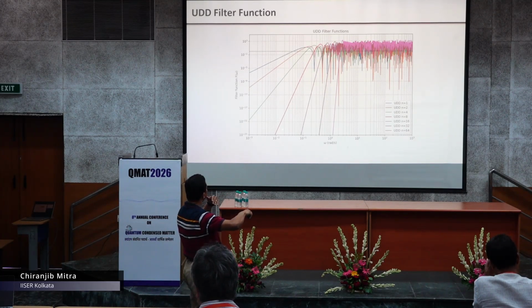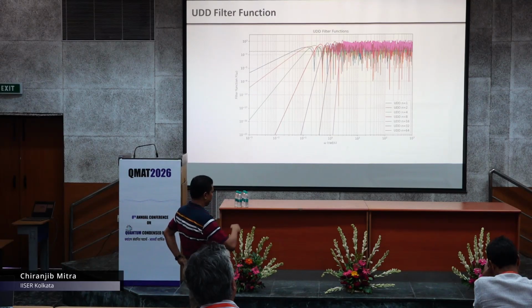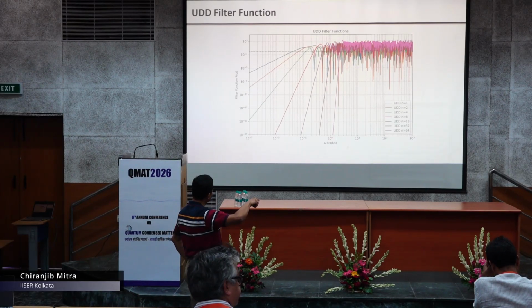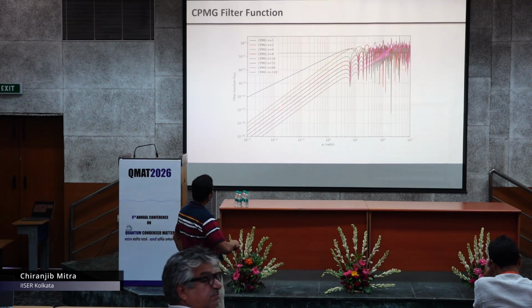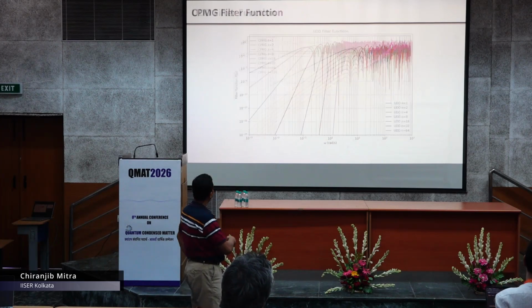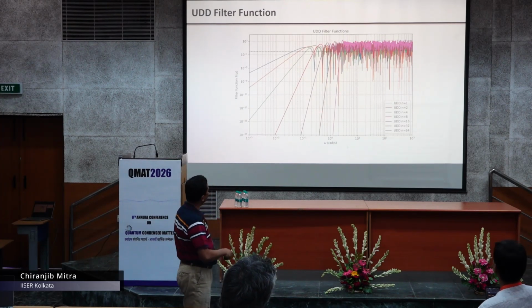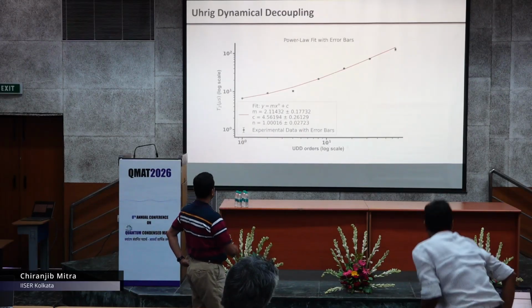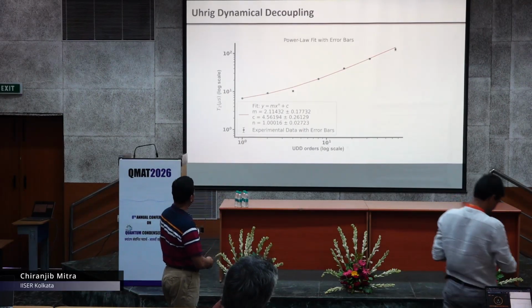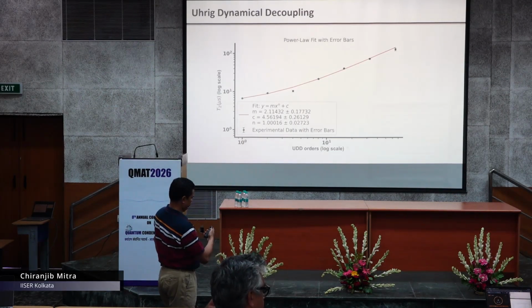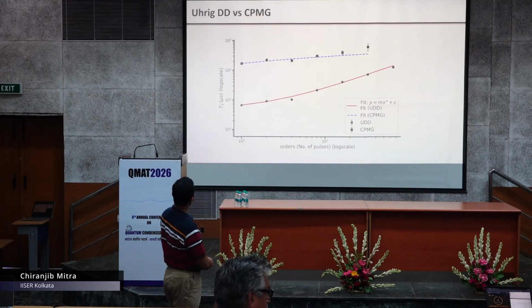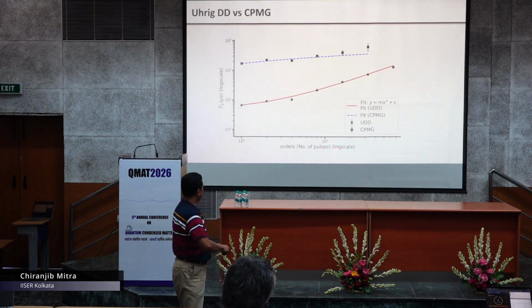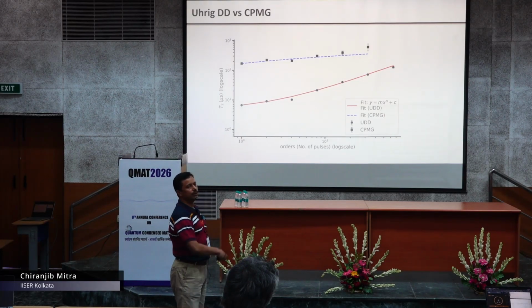You notice that at higher frequency UDD works better, because the higher the frequency, the faster it becomes. Here they have the same slope, but here it becomes faster. So this will work better if I have higher frequency components in the noise. This is the power law fit versus error bar, and this is a comparison between the CPMG and the UDD. At a higher number of pulses, UDD is going to take over.